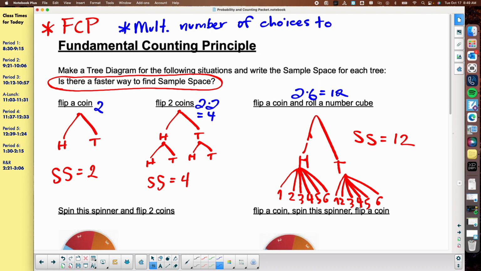And multiplying the number of choices finds the sample space. So whenever you have a question that's going to ask you, how many possible choices are there? You can draw a diagram, but realistically, sometimes that's not really possible. It's just going to be too big. So, you multiply the number of choices.